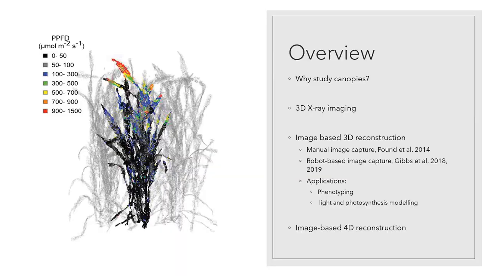So as a brief overview, I'm going to talk about why we should study canopies and what approaches there are for 3D reconstruction and modelling. I'm going to briefly talk about 3D modelling of root systems, and then I'll move on to the main bulk of the talk, which will be the 3D reconstructions of shoot systems via two approaches plus their applications. And then finally, I will end with a little bit on four-dimensional modelling.